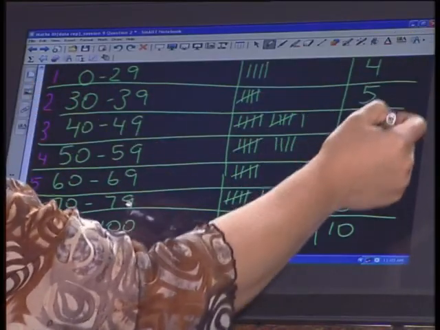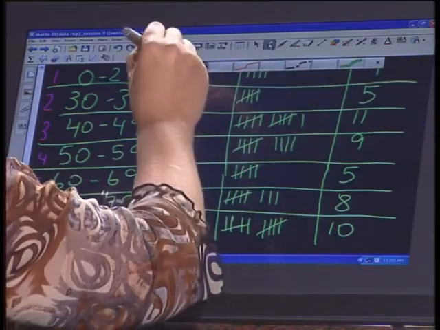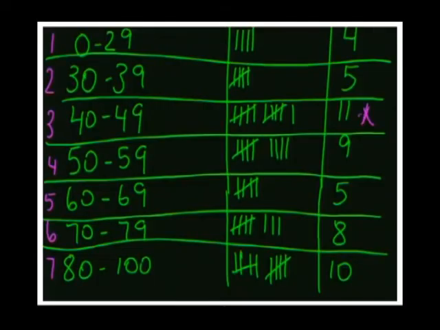And the nice thing about this, we can see our modal class. So our mode, remember we were talking earlier about a mode, and so far I've been dealing with a number, but the mode can also be a class or an interval. So my modal class is my highest number. So my mode in this case is between 40 and 49. That is my modal class. It means most people got between 40 and 49 for this test.